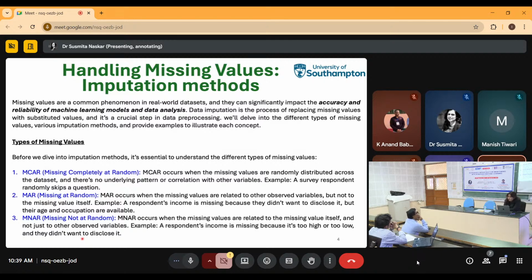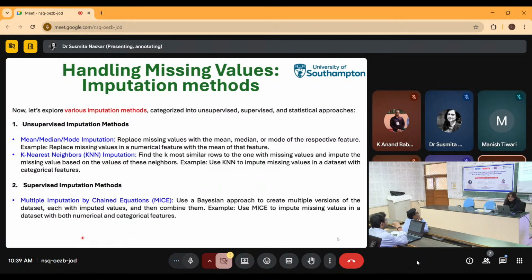And if you also try to use split train or test before the imputation and then fit the imputers on the train model also, then also you can find out some of this. Now you will see that except that we can also explore there are various other imputation methods, and if you try to group or categorize them, they can be mainly categorized in three main approaches. One is the unsupervised, one is the supervised, and the third one is the statistical approach.